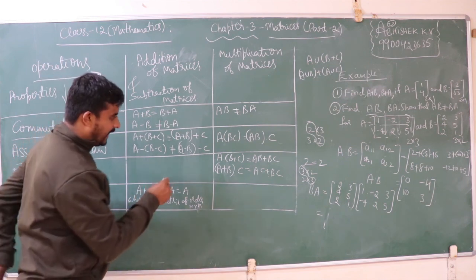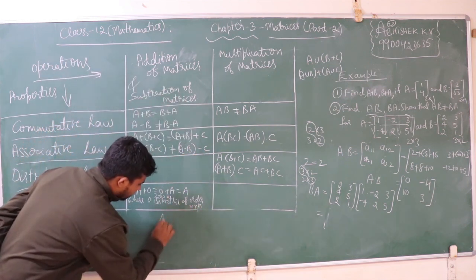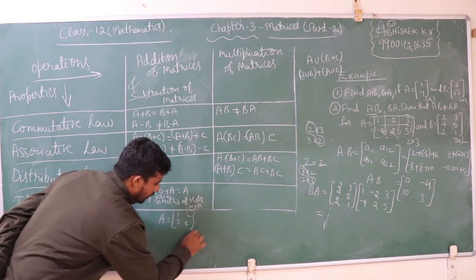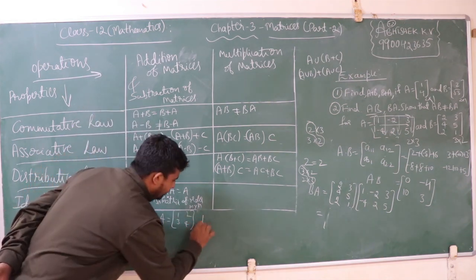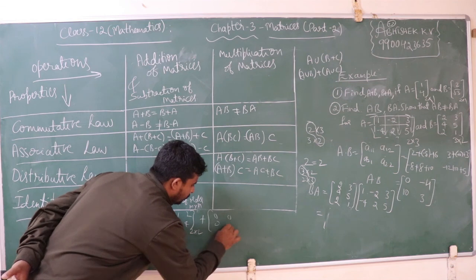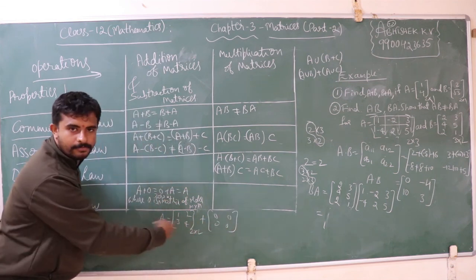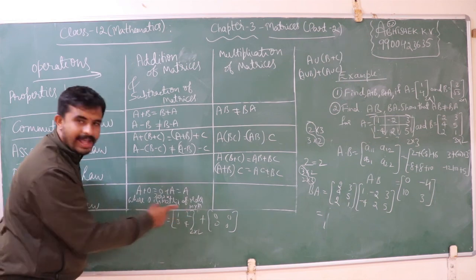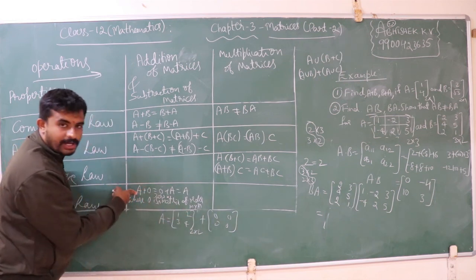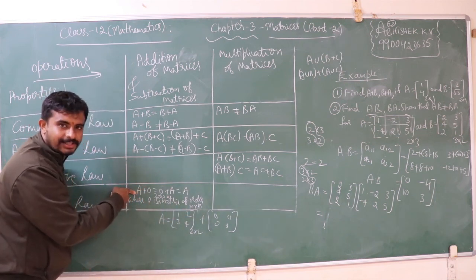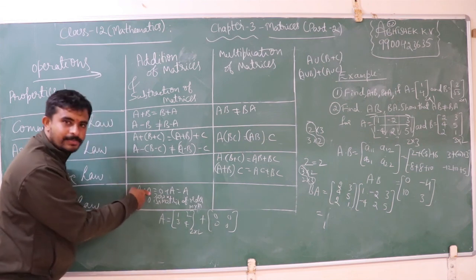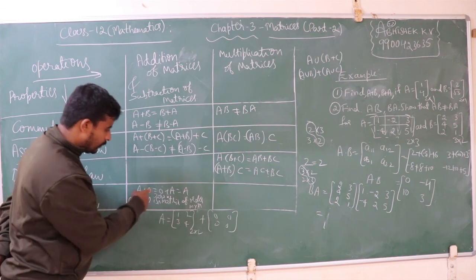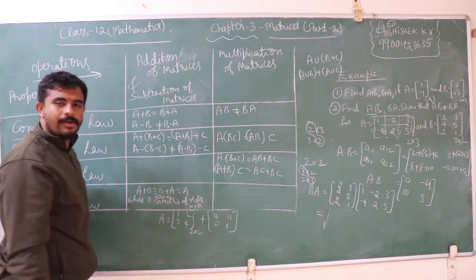If I consider A is equal to 1, 2, 3, 4, this is 2 cross 2, then the 0 matrix is 0, 0, 0, 0. Then only we are eligible to add this, right? Both should have the same order. That's why whatever order we consider for A, the same order should be considered for this 0 matrix. Is it clear? A plus 0 is equal to 0 plus A is equal to A.